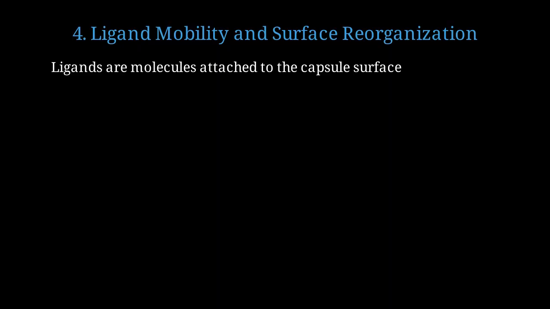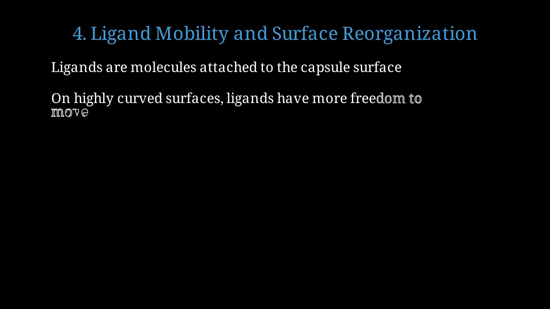Another critical effect is ligand mobility. Molecules on the curved surface can move and reorganize rapidly. Ligands are molecules attached to the capsule surface that help with targeting, stability, or controlled release. On highly curved surfaces like nanocapsules, ligands have more freedom to move laterally because of the geometric constraints. This animation shows ligands moving around the capsule surface. Their mobility allows them to cluster, reorganize, and respond to local conditions.